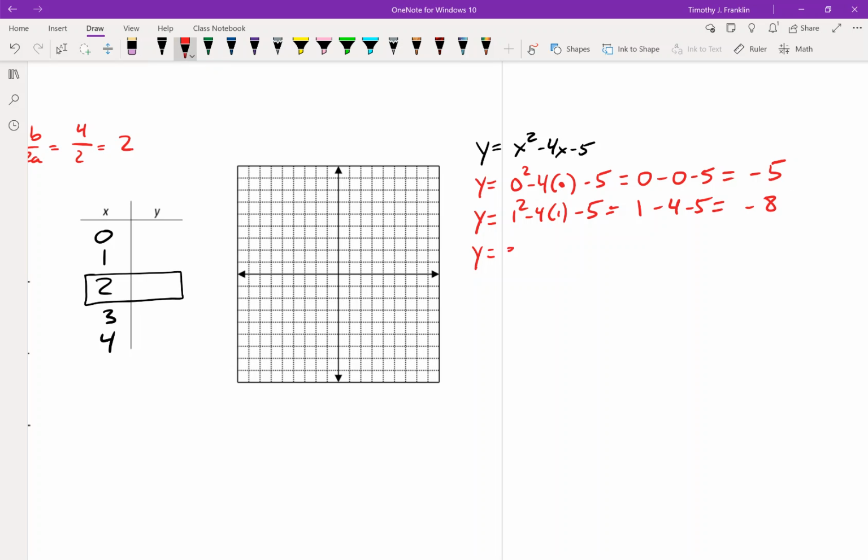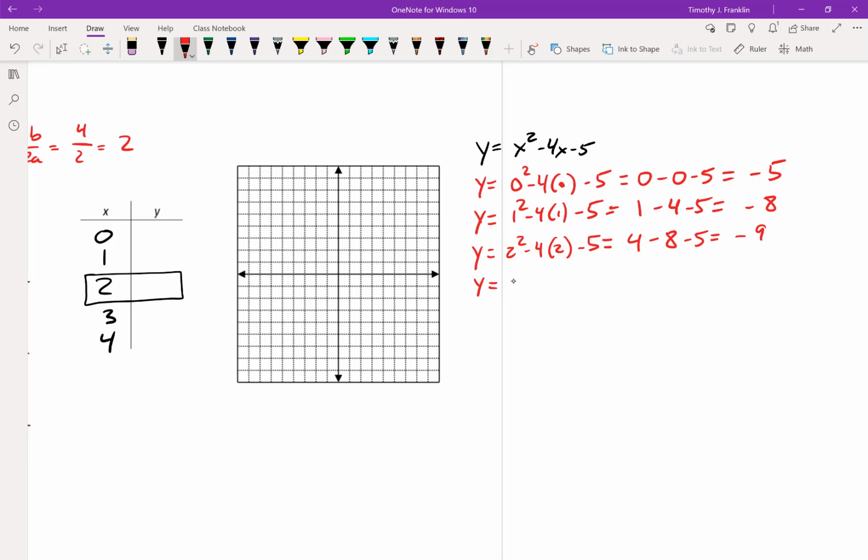Put in 2. We have 2 squared minus 4 times 2 minus 5. So 2 squared is 4. 4 times 2 is 8. Okay, so 4 minus 8 is negative 4. Minus 5 is negative 9. And so we should get negative 8 and negative 5 for the next two.